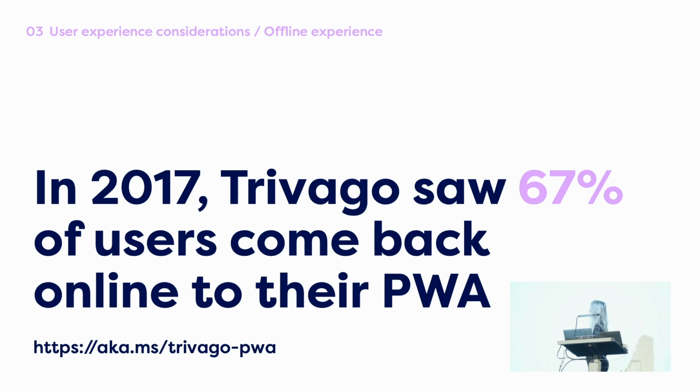There's a great case study on Trivago, which is a travel app, and what happened when they built their PWA. They saw a lot of their numbers jump across the board, but their PWA has an offline experience. And when people's network connection was interrupted, they saw 67% of those people come back online within their PWA and re-engage with it. It's a lot of returning customers. So an offline mode, it works.